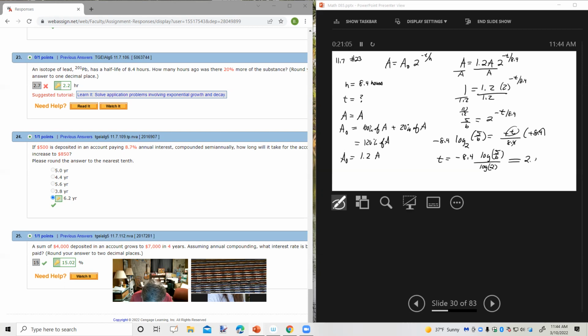So we get 2.20948, etc., etc. It said round to 1 decimal place. So time is 2.2 hours. All righty. Any questions about that? Nope. Thank you. No. All right.